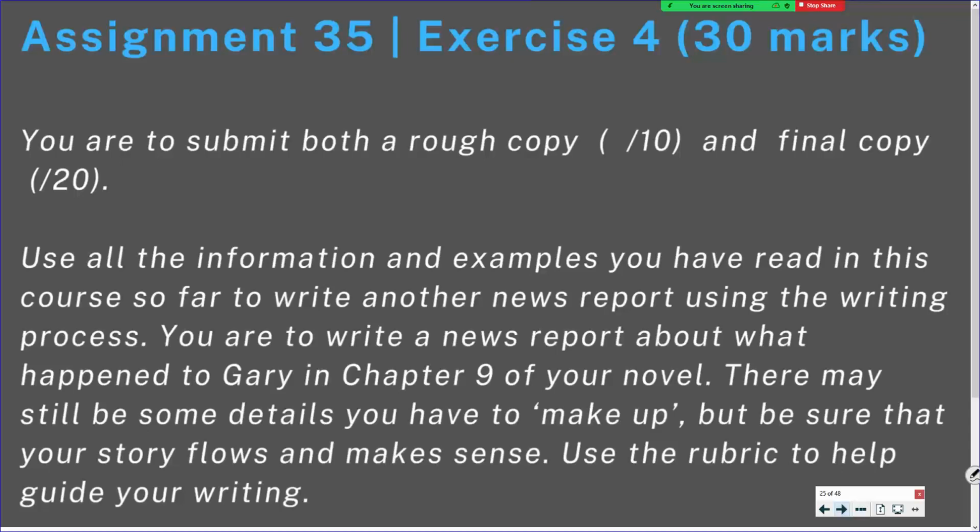So in exercise 4 of assignment 35, you are asked to submit a rough copy and a final copy of your news report. Okay, so I'm going to talk about how we do that. What you're going to do here is write a news report about what happens to Gary in chapter 9 of your novel. There may be some details you have to make up. There's lots in there, but be sure that your story flows and makes sense. Use the rubric to help guide your writing.